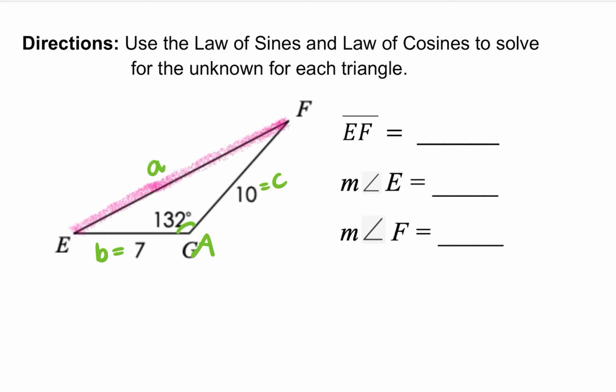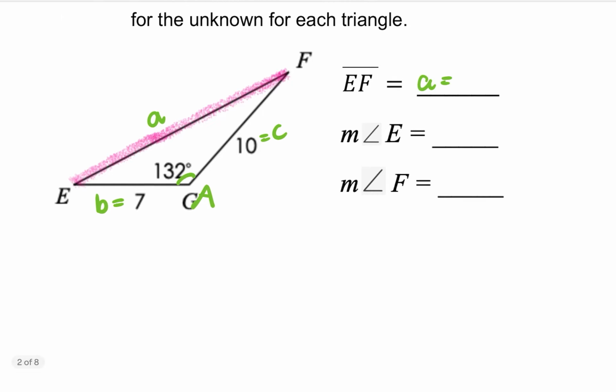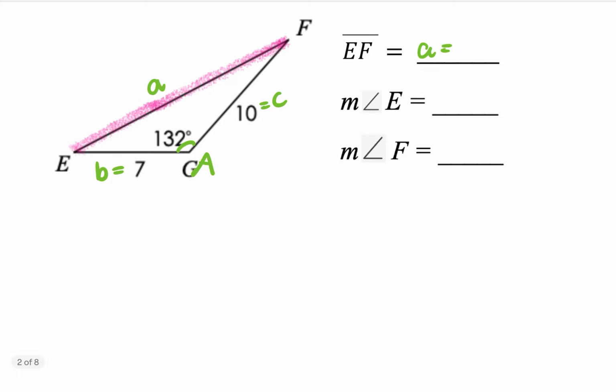So let's start trying to find this missing side, which is EF. My EF is also labeled as the side a, so let's try and find that first. I would use law of cosines for this, because we're trying to find a missing side and we're given an angle and two sides. So we can use a squared equals b squared plus c squared minus 2bc times cosine A.